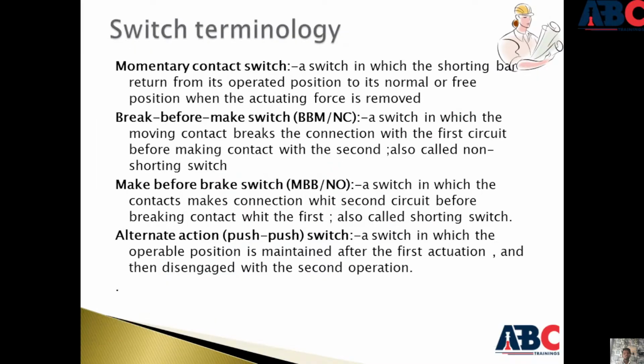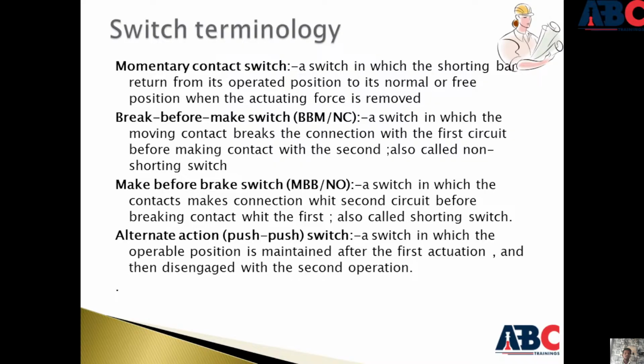Switching terminology. Momentary contact switch: a switch in which the shorting bar returns from its operating position to its normal or free position when the actuating force is removed. Break before make switch, BBM or NC: a switch in which the moving contact breaks the connection with the first circuit before making contact with the second, also called a non-shorting switch.